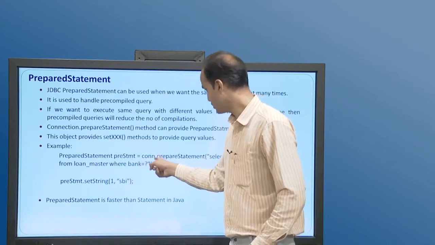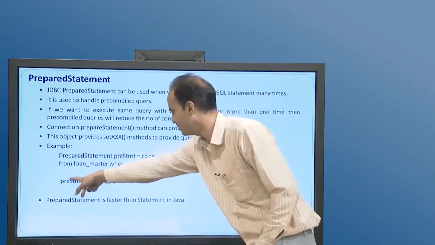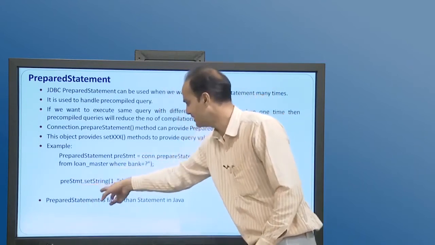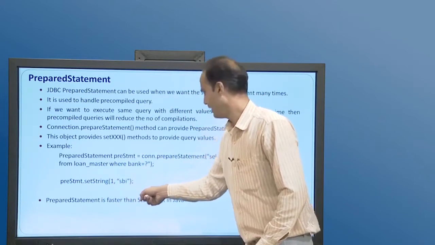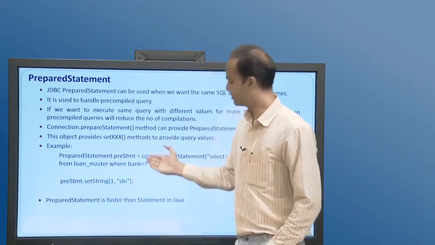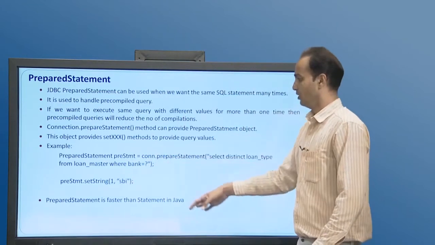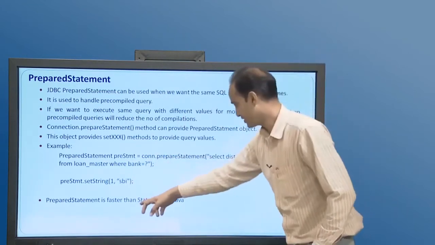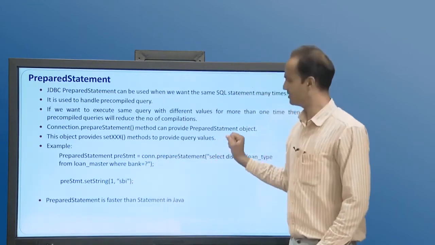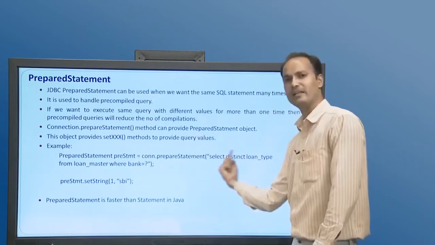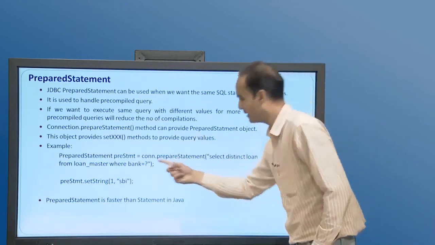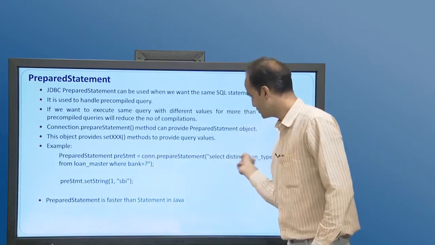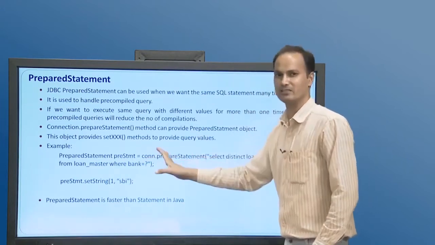If there is another question mark, then we have to pass the second one: preparedStatement.setString or setInt, the second argument and the value that we want to pass. The same way we can pass it. So it is faster than the Statement in Java, because the same kind of statement is repeatedly executed. We only need to pass the arguments over here, because it is already precompiled.